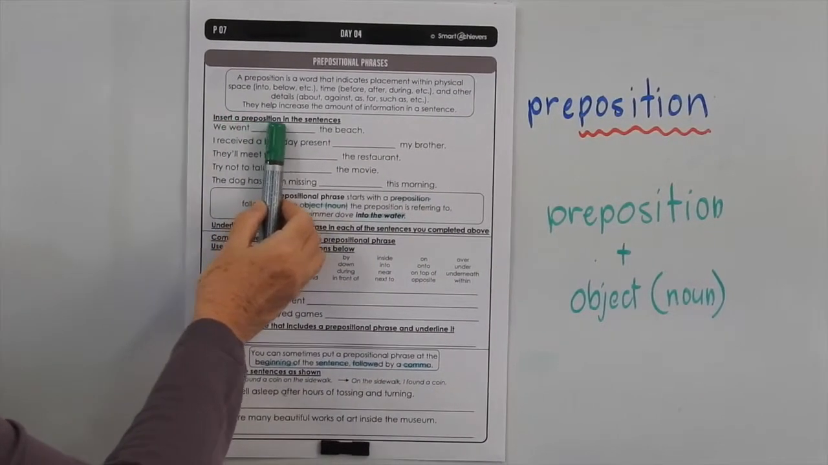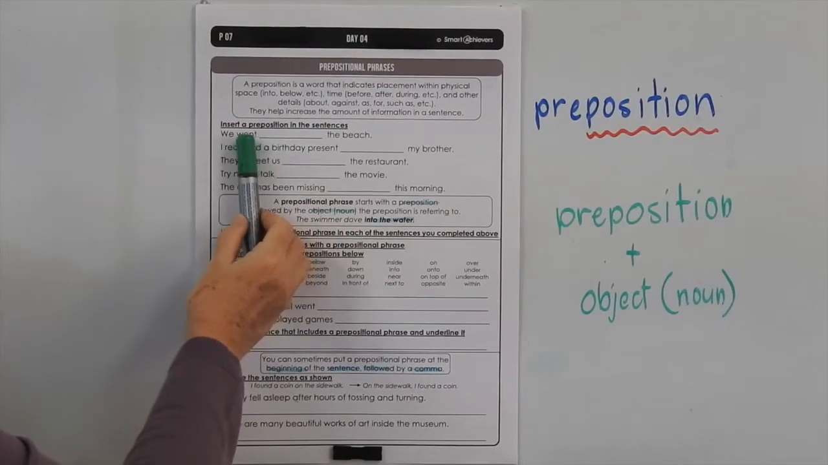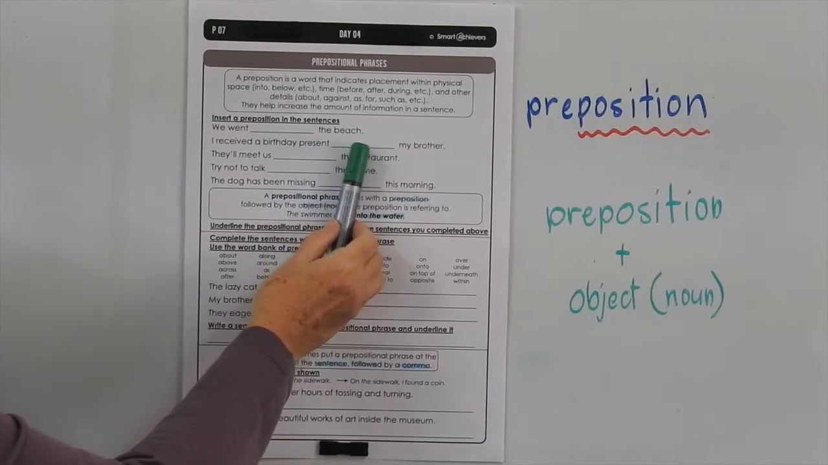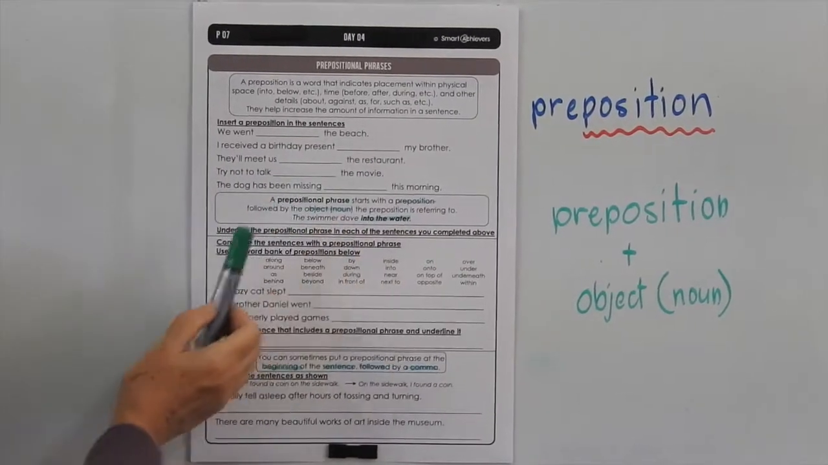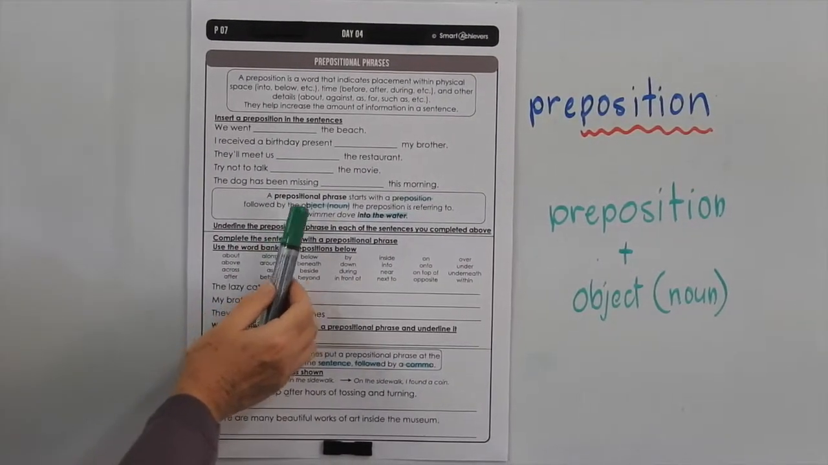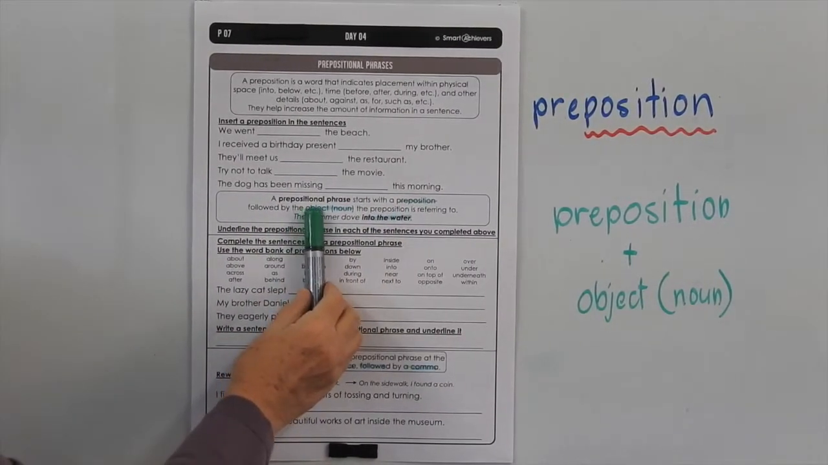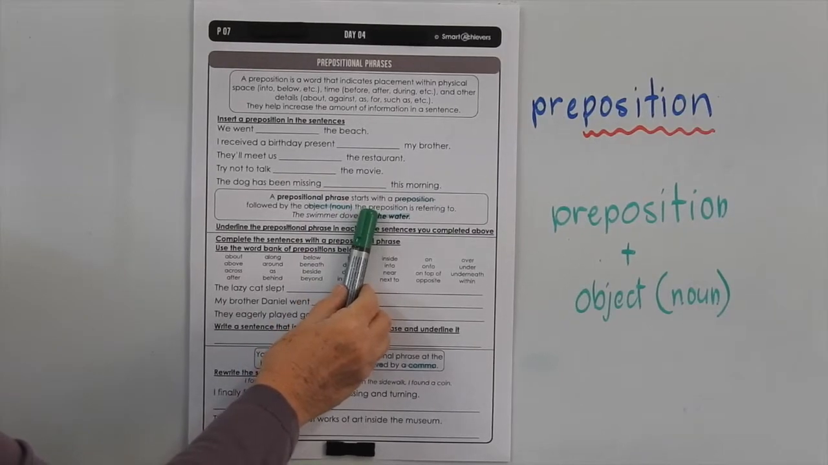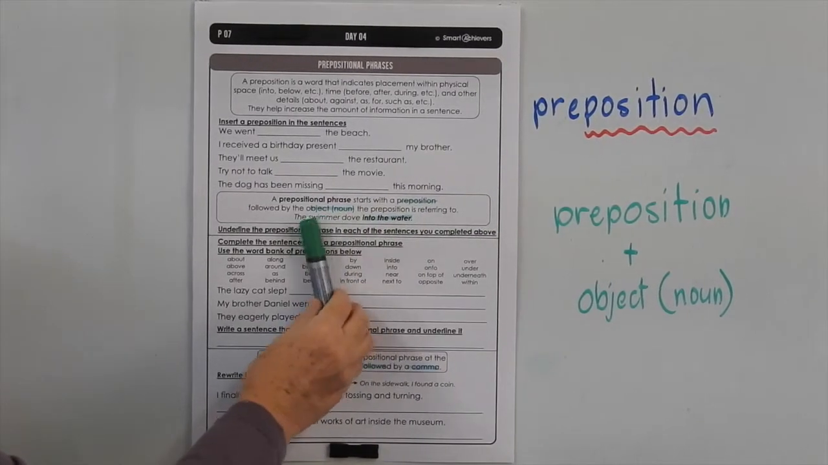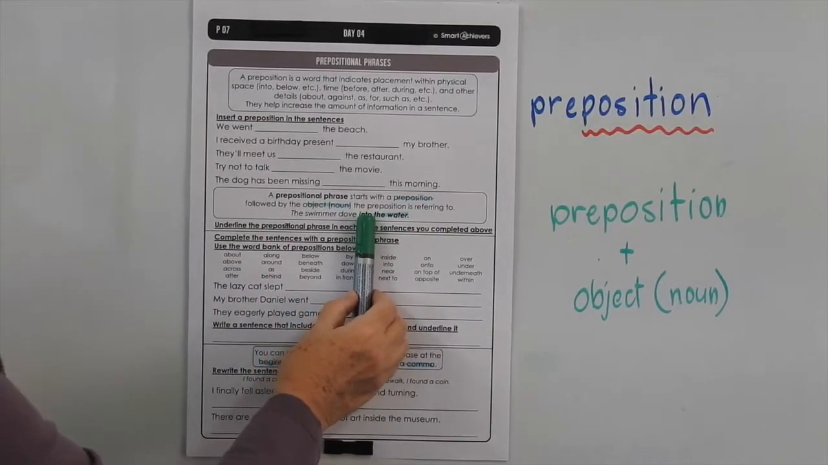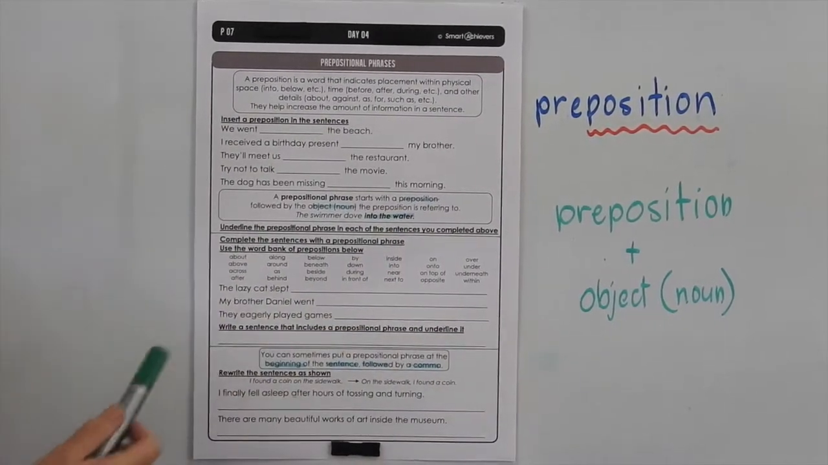So insert a preposition into the sentences. So we went something to the beach. I received a birthday present, something my brother. You can work out which ones would fit in there best. A prepositional phrase starts with a preposition and it's followed by the object or the noun the preposition is referring to. The swimmer dove into the water. So into would be your preposition and the water would be your object.